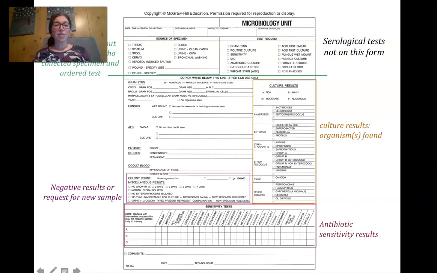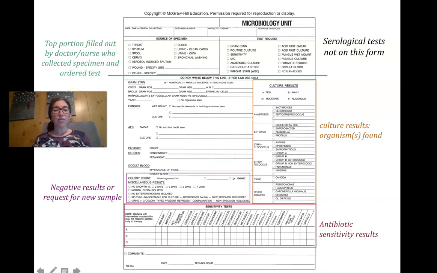This is just an example of an order form for microbiological testing. So just to look through it, the top portion would be filled out by the person who took the sample and is ordering the test, usually the doctor who's ordering the test. And it says what the source of the specimen is and what the tests are that are requested. Based on clinical presentation, the doctor will already have an idea of what is causing the infection and what tests they want to be done.